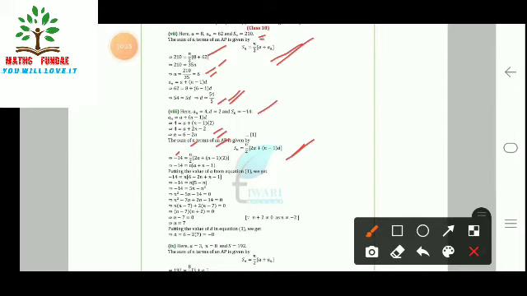So we are getting here minus 14 is equal to n(a + n - 1). Now putting the values of a from equation 1, we are getting the equation n square minus 5n minus 14. So on solving this we are getting two factors, one is n minus 7 and n plus 2.